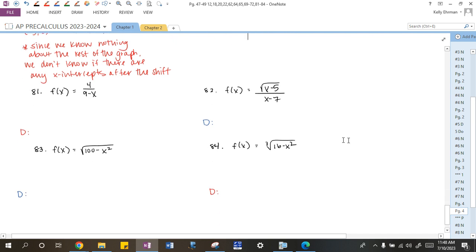For this last section, we're finding domain. This is just review because domain can be a pretty tricky concept and we'll be thinking about it a lot this year. So I just wanted to go back to do domain for some of these problems.